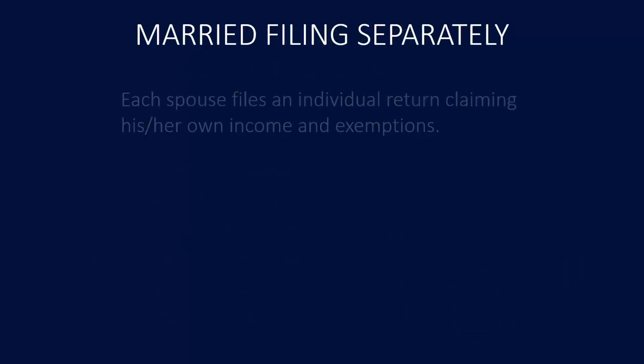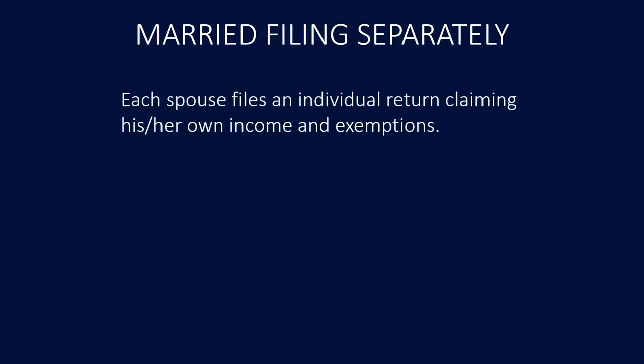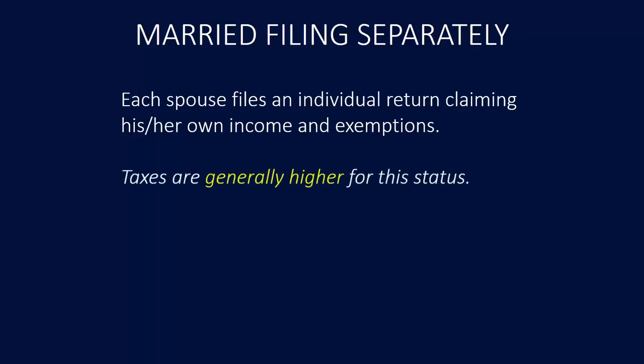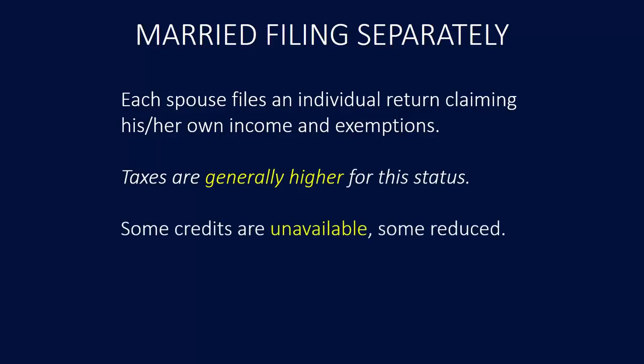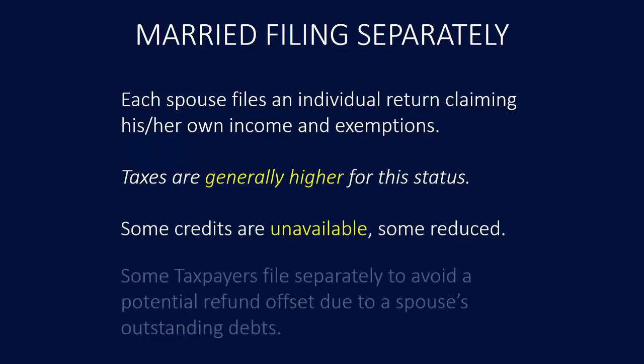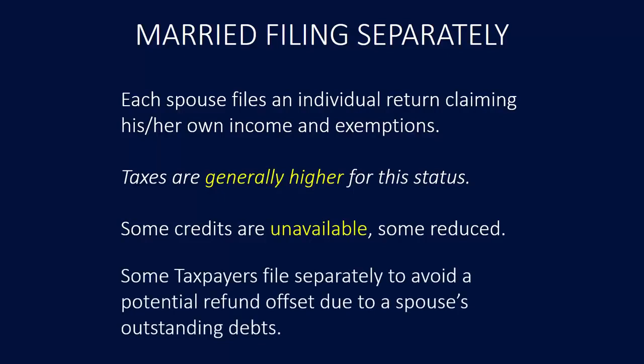Next, we'll talk about the married filing separately filing status. Each spouse files an individual return claiming his or her own income and exemptions in the married filing separate category or filing status. Taxes are generally higher for this status. Some credits are unavailable and some are reduced. Some taxpayers file separately in order to avoid a potential refund offset due to a spouse's bad behavior or outstanding debts.